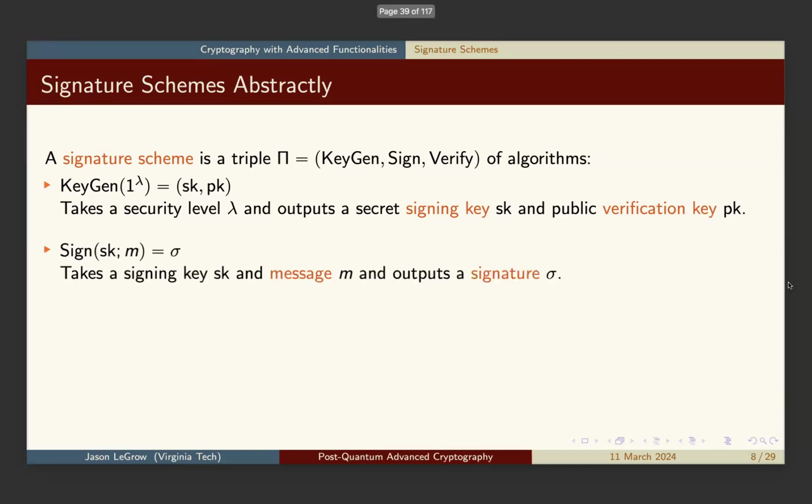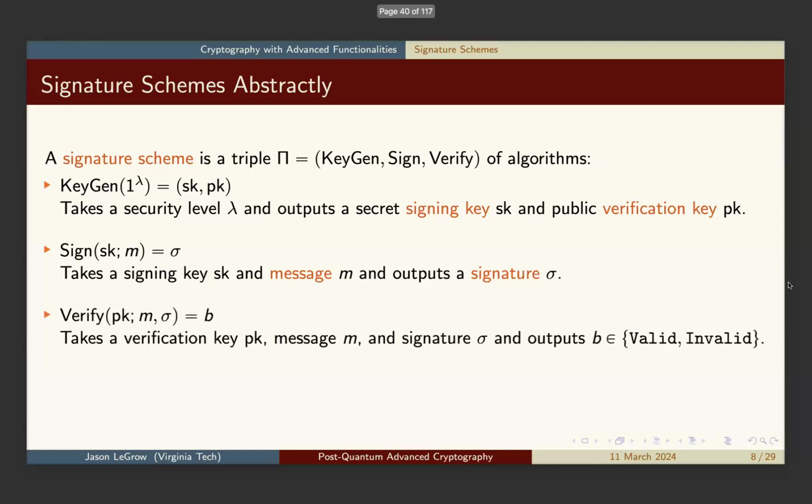You share that around. There's a signing algorithm, which takes a message and outputs a signature. It requires a secret key in order to do this. And then there's a verification algorithm that takes a corresponding public key, a message, and then a signature, which hopefully was generated with the signing algorithm using the secret key. And then it outputs a bit, which says it's either valid or invalid.